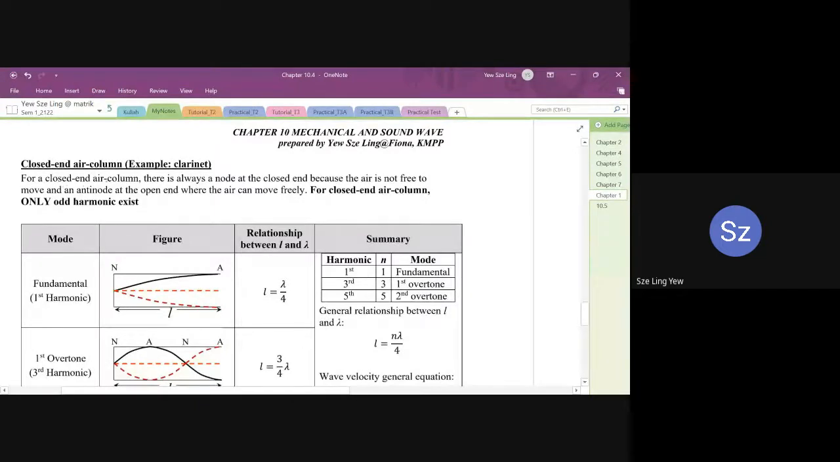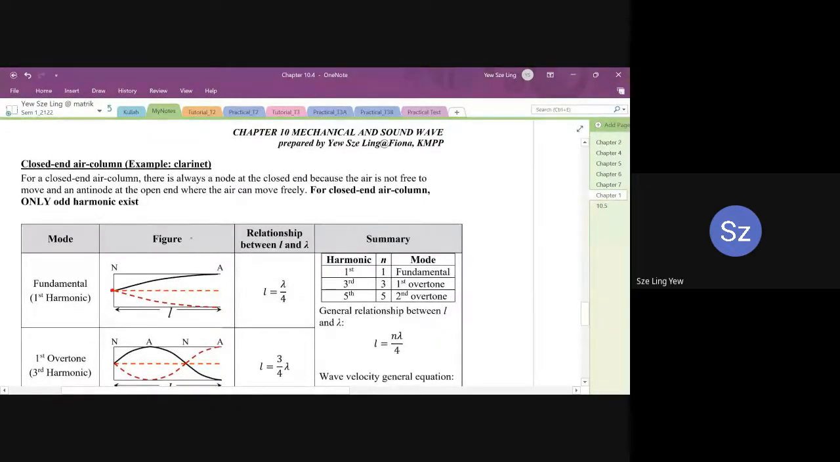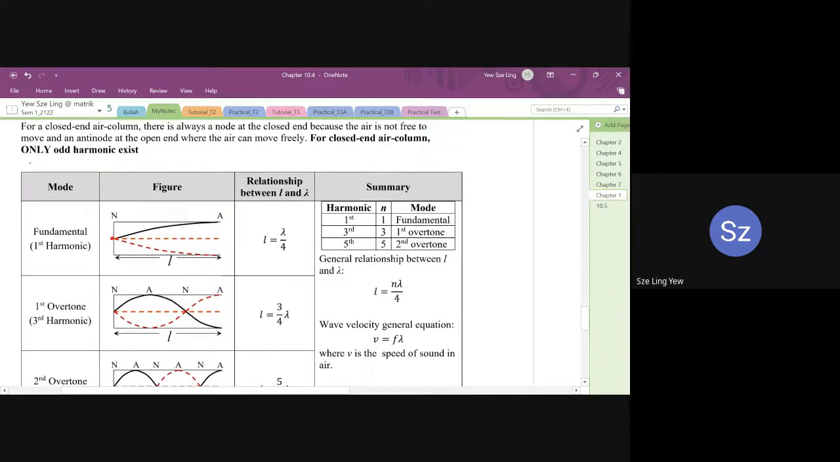For a closed-end air column, there's always a node at the closed end because of the air pressure. The closed end is always a node, whereas at the open end the air can move freely. That's why you have an antinode. So for a closed-end air column, we only have odd harmonics.